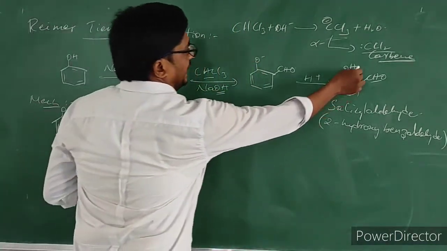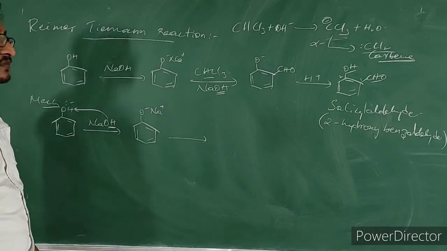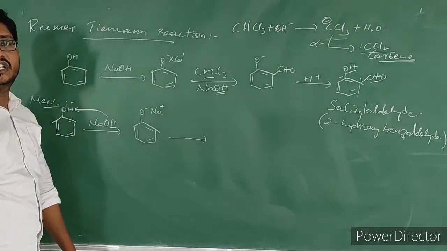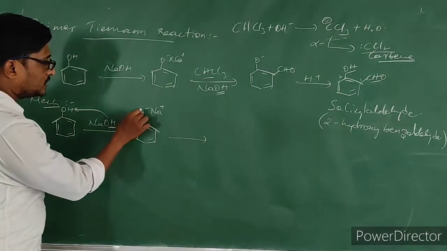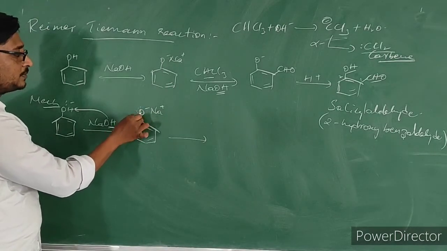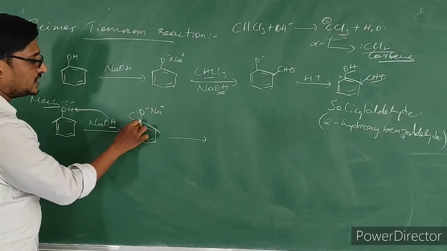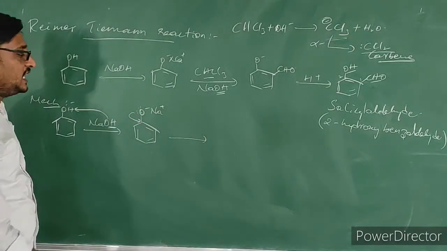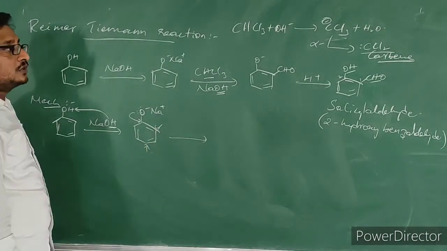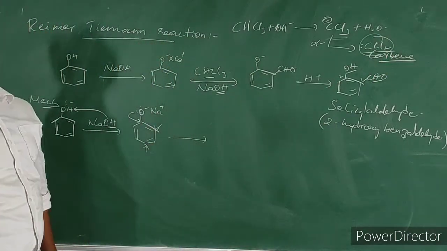Now this dichlorocarbene which got produced here will come and bind to the carbon of the benzene ring. We know that the lone electrons present on this oxygen will be in resonance, or in conjugation, with the benzene ring. So electron density will increase at the ortho and para positions. So the electrophile, CCl2, will come and bind at the ortho position.